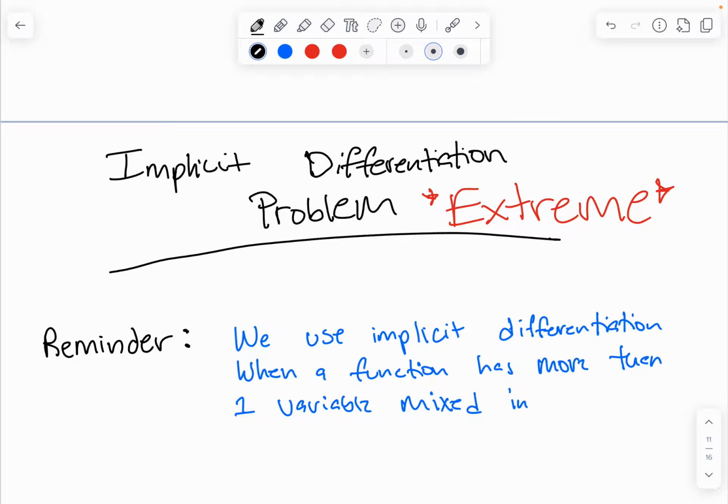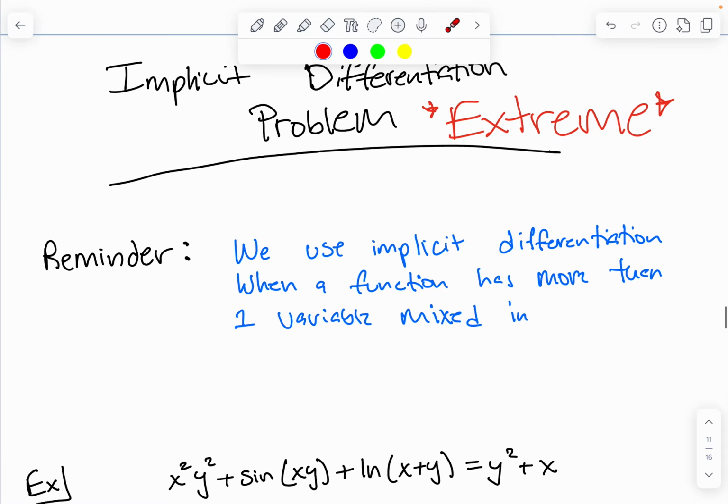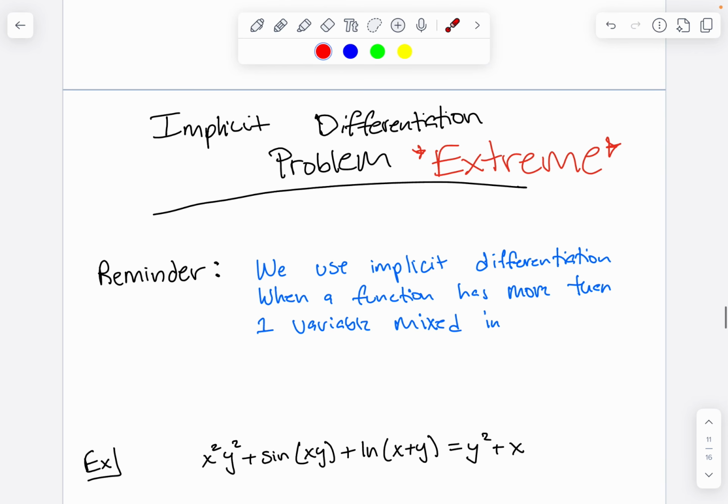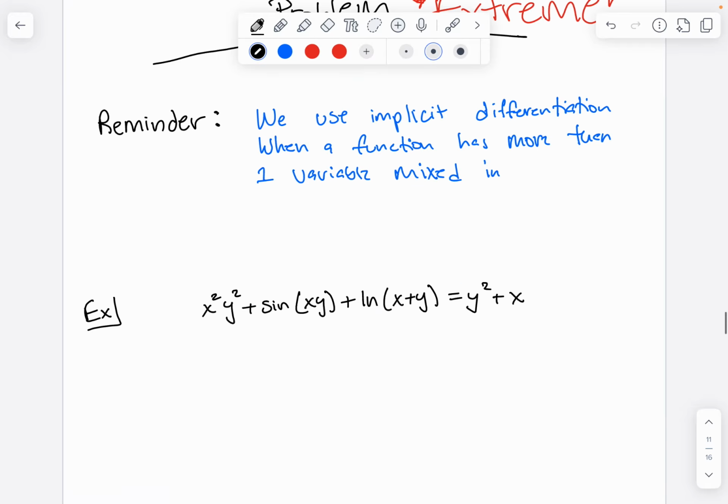So, implicit differentiation extreme. Just a quick remark: we use implicit differentiation when a function has more than one variable mixed into it. What I mean by that is something like x times y. If you need a more basic example of what implicit differentiation is, go back to my channel. I've made a video or two on it. Go check that out.